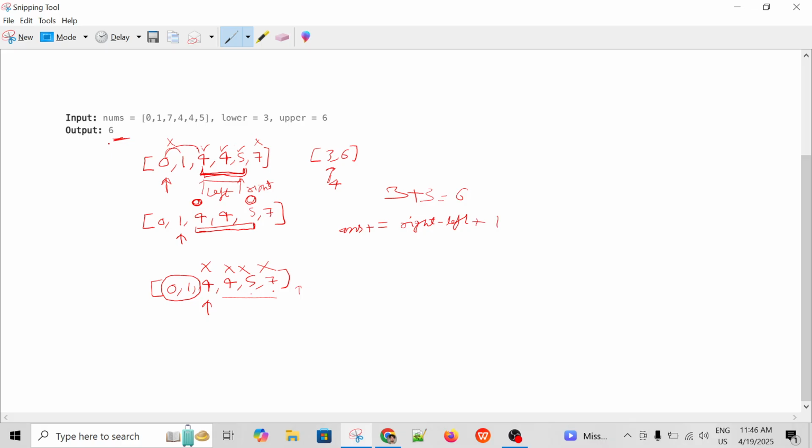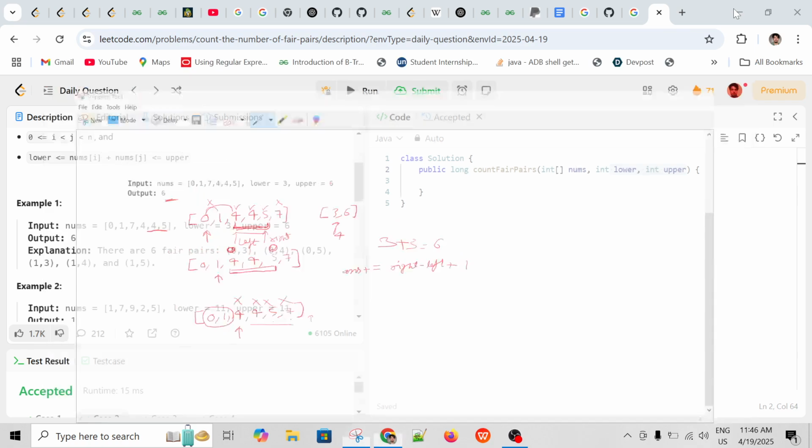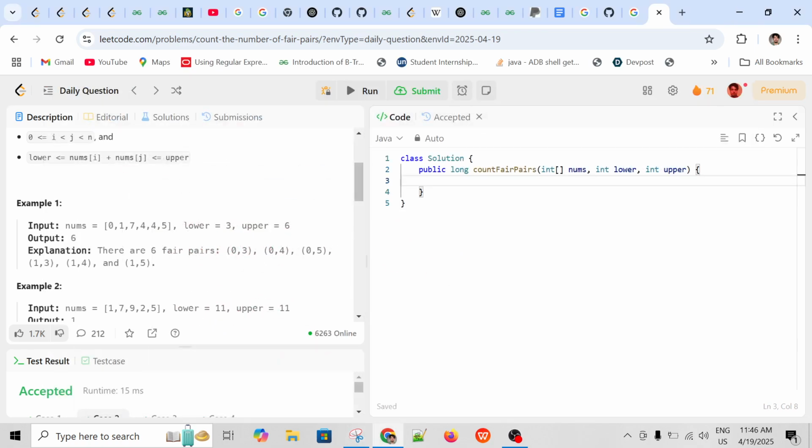So this problem is actually a binary search problem. So I think it is clear now. We can now proceed with the solution. So let me first define the binary search to find out the left index and the right index to calculate the answer.